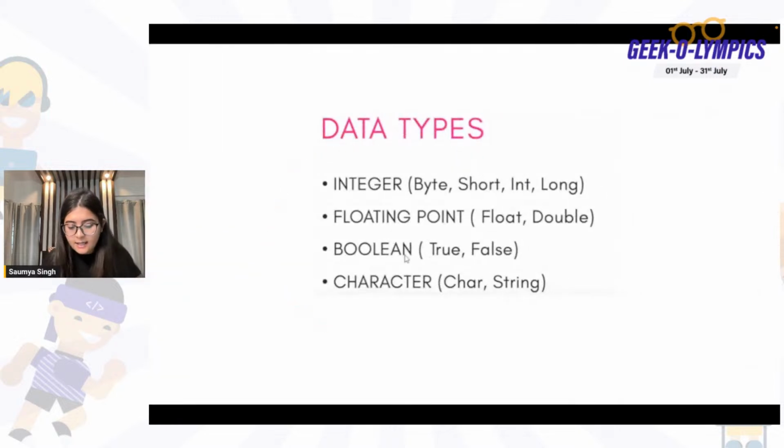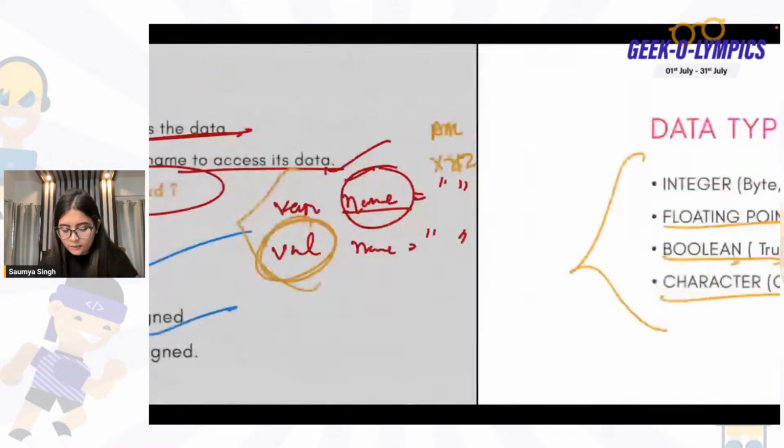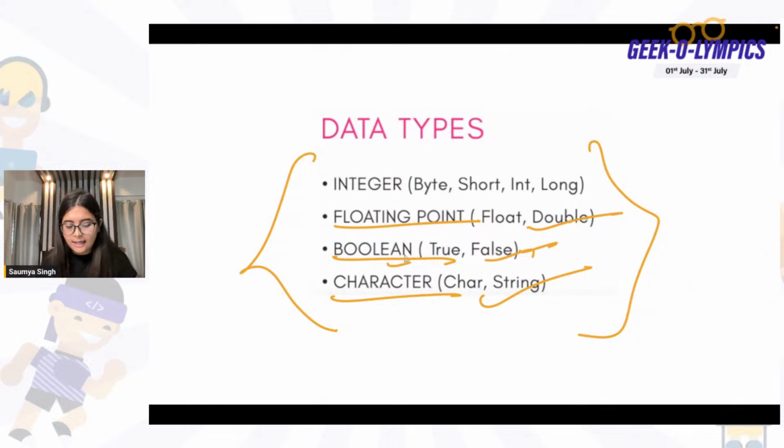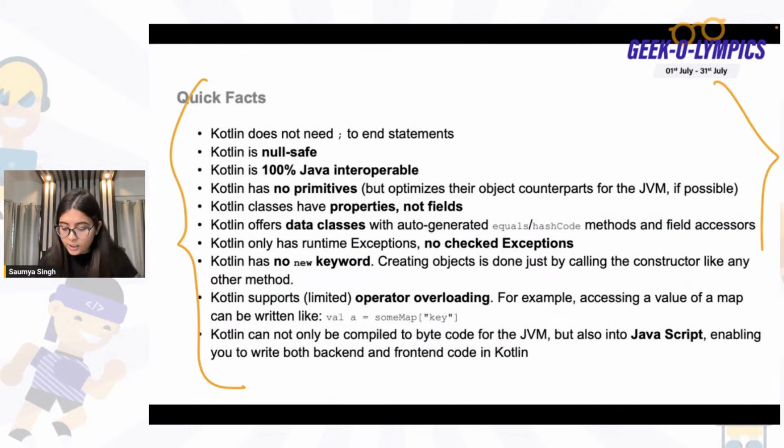Perfect. These are some basic data types like integer, floating point, boolean, character. These are almost the same as in any other programming language. And here as well you have multiple things, like for boolean, the values true and false, then char, string, etc. These are some quick facts about Kotlin. You can take a screenshot of it as well.